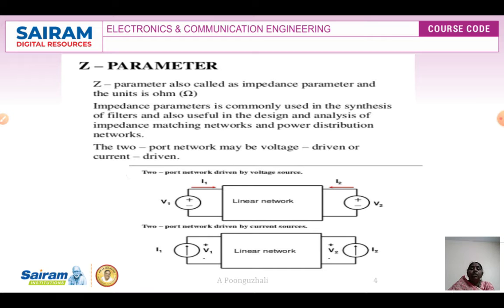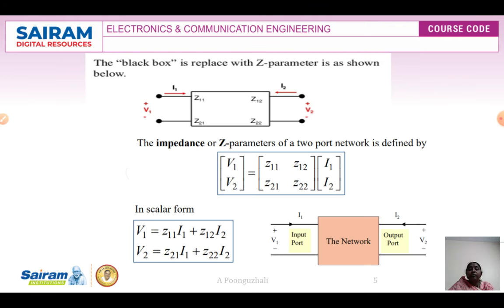Similarly, consider a two-port network driven by a current source. In that case, because of the current source a voltage is developed across the linear network. At the output side, because of the current I2 a voltage V2 is developed. The black box, as I said, is nothing but the basic linear network, which is replaced with the Z parameters, given as Z11, Z12, Z21 and Z22.